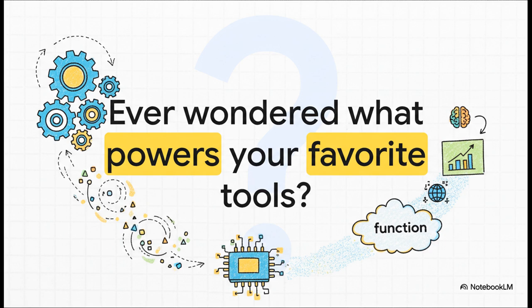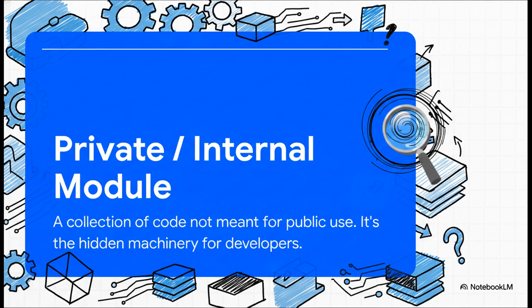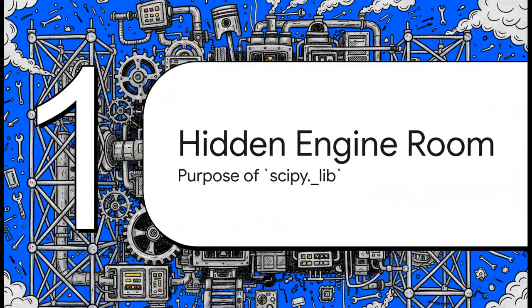so smoothly? Well, in the software world, that hidden machinery is usually tucked away in something called a private or internal module. And for SciPy, this secret world has a name, SciPy._lib. Understanding what this thing is is the key to really appreciating just how powerful and stable the library is. Okay, so let's dive right in.